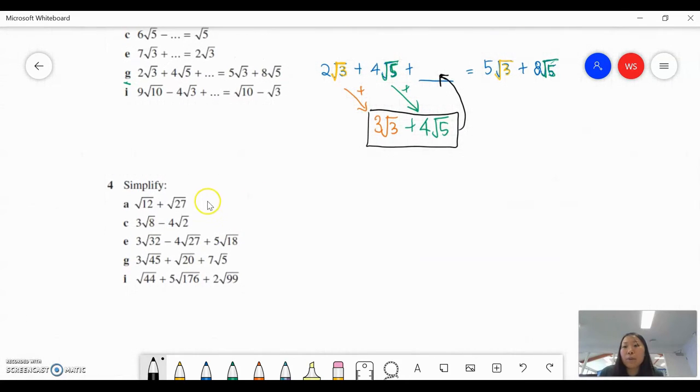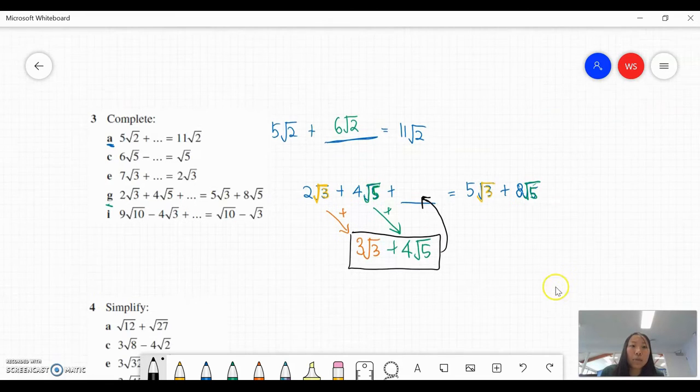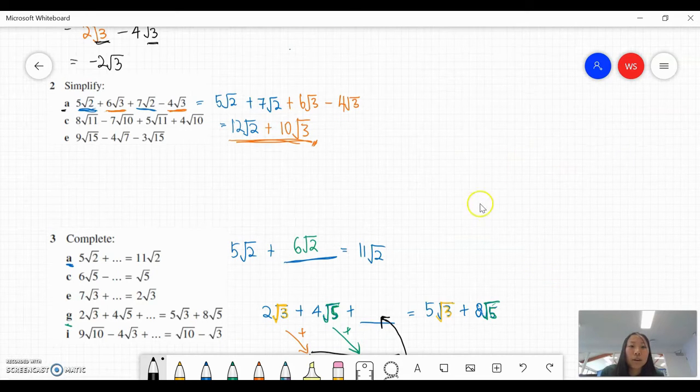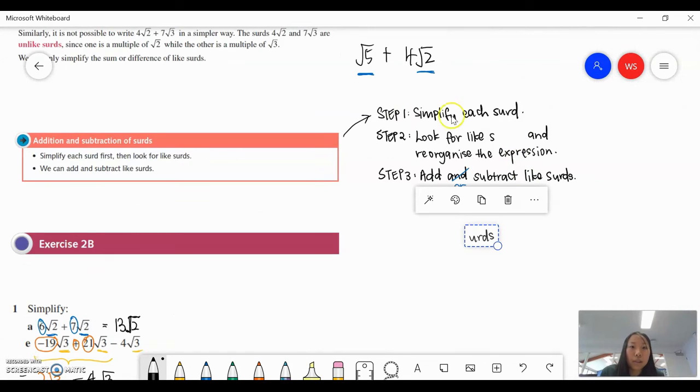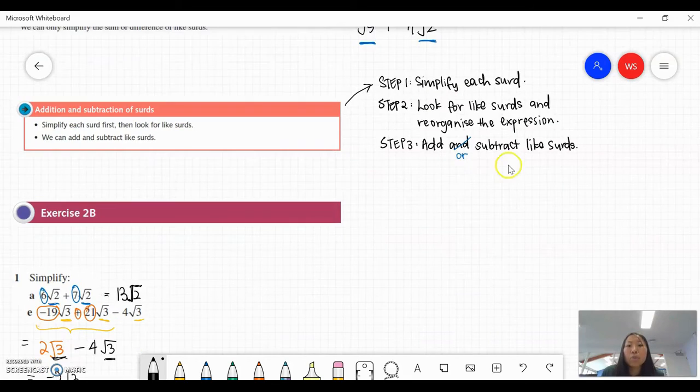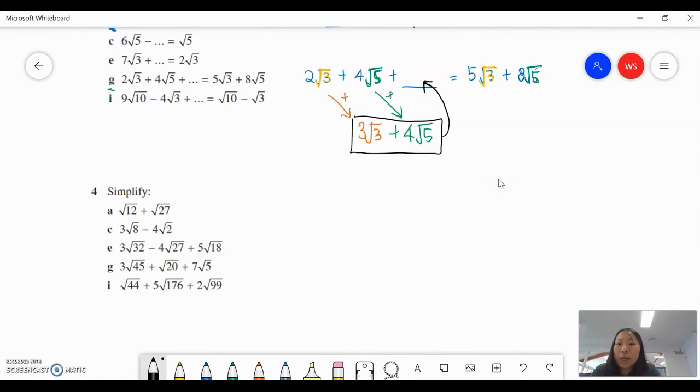Now, question 4. 4a, let's have a look. We have square root of 12 plus square root of 27. Now, this is not a simplified surd. So this means we have to go back up over here to our steps. You need to ensure before you actually work on anything, this should be simplified. So step 1 says simplify each surd. So we have 4a, square root of 12 plus square root of 27.